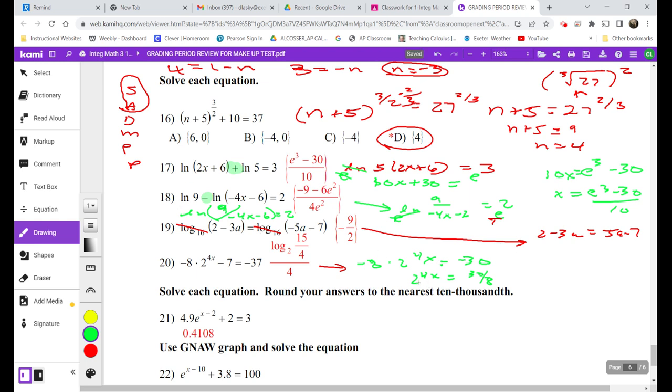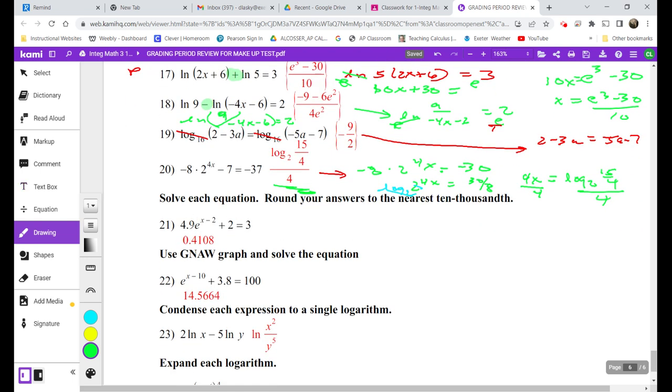And the inverse operation of the base 2 is log base 2. So those are going to cancel. So I'm going to get 4x equals log base 2 of 15 over 4. And then we divide both sides by 4, and that will give me my answer, which is right there.